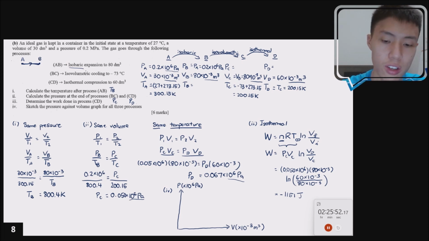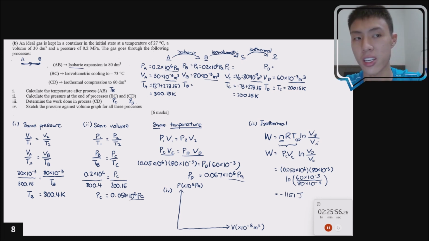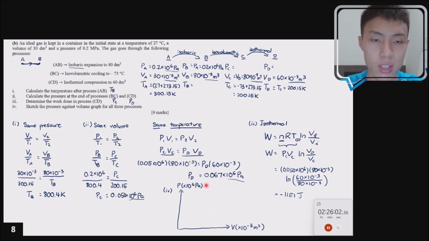Next, isovolumetric cooling. Your volume cannot change, so you can only move in one vertical line. They say cooling. Cooling means the temperature decreases. Temperature decrease, you should move to a lower isotherm. Learn about isotherm in chemistry, right? Higher isotherm, higher temperature. Lower isotherm, lower temperature. So you need to move downwards. So B to C is here.